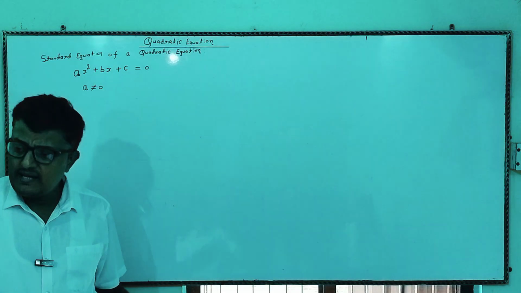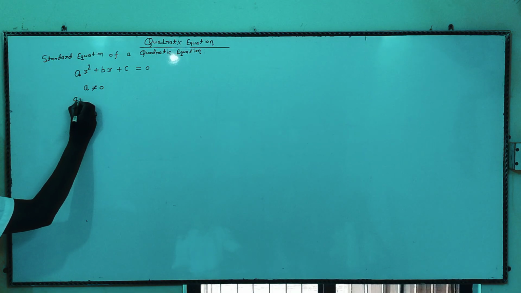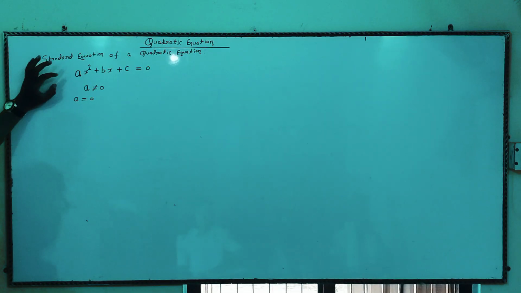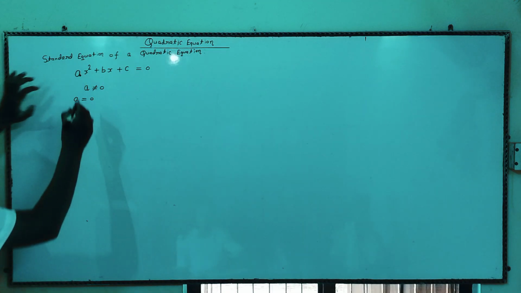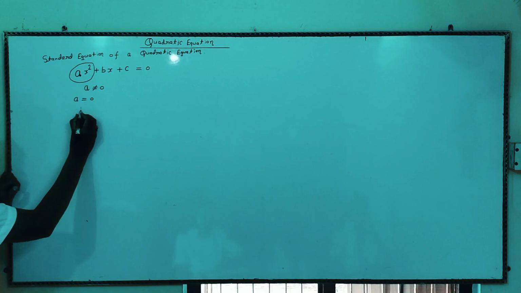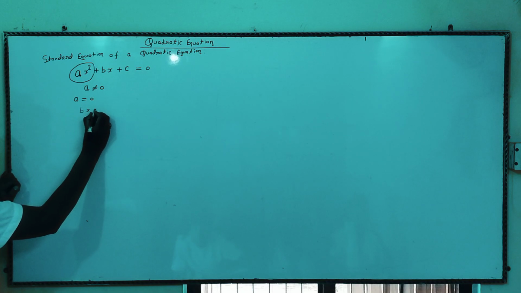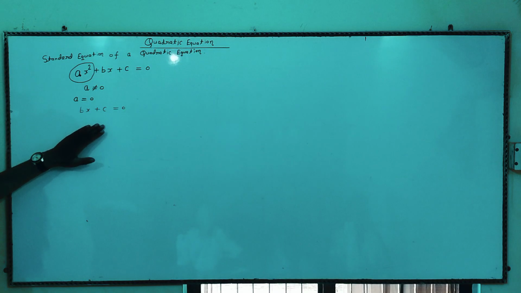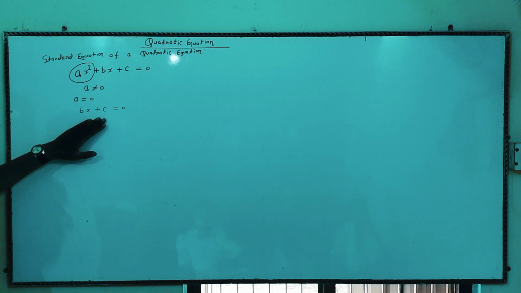Suppose I am making a equals to 0. Then what will happen? See, if a is equal to 0, then this part will be equal to 0 and the rest of the equation will be bx plus c equals to 0. So this will become a linear equation.